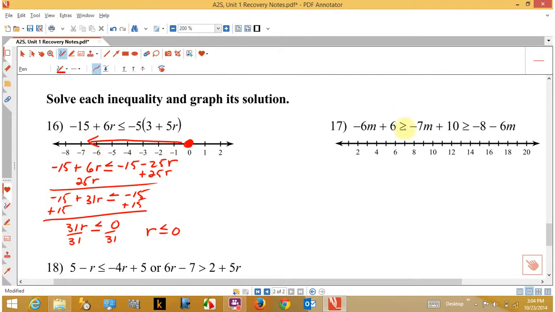Notice that I have two inequality signs, a greater than here and a greater than there. So this value that I have for m here is going to be between these two values. So this is actually an "and" kind of problem. And so let's go ahead and simplify this. So I have a minus 6m plus 6 is greater than or equal to a minus 7m plus 10 is greater than or equal to a negative 8 minus 6m.